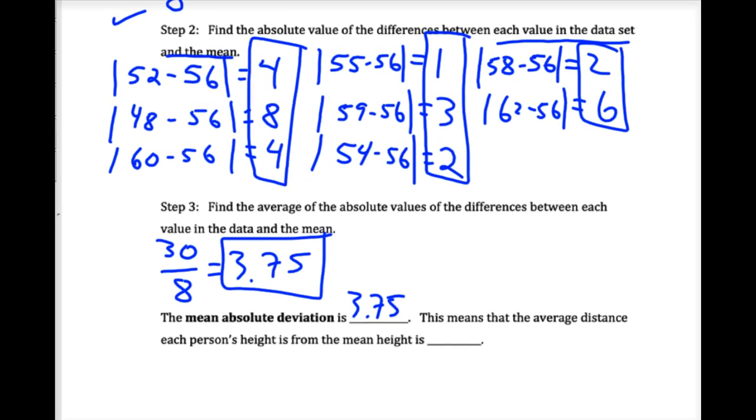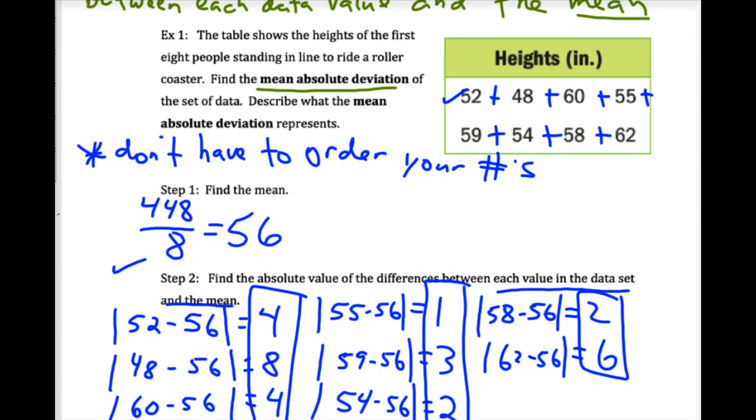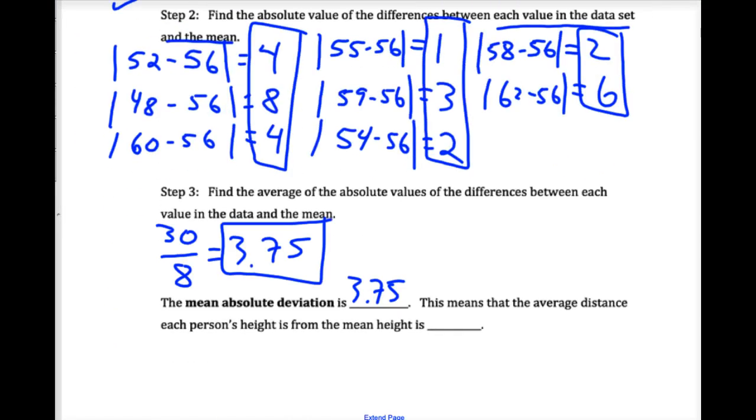Okay, here's the deal. Guys, are all those people about roughly the same height? Yeah. That means it's going to be a pretty good, small mean absolute deviation. This means that the average distance that each person's height is from the average height is 3.75.